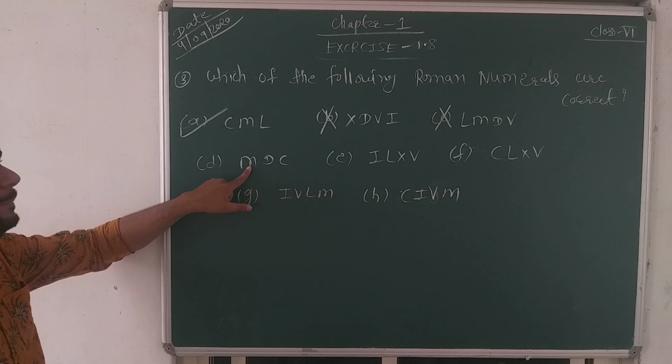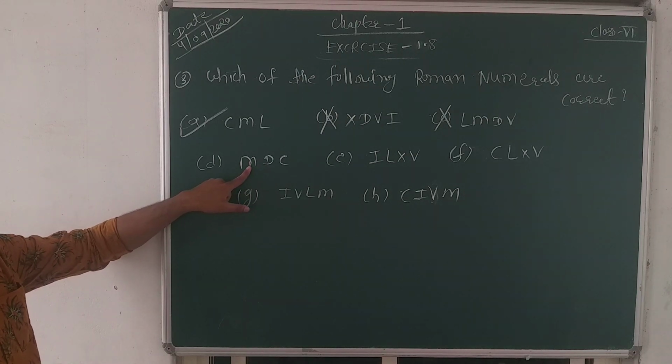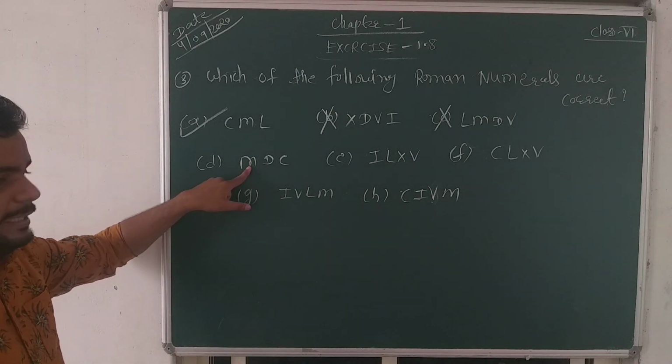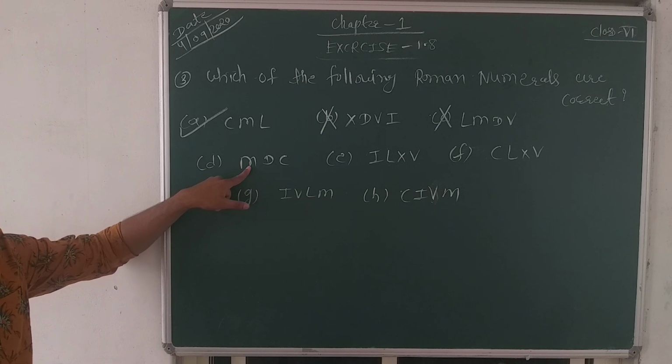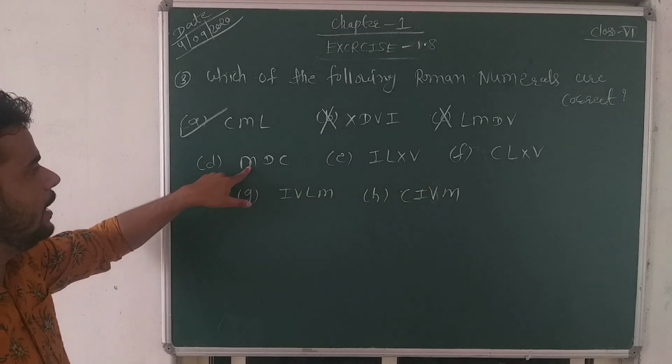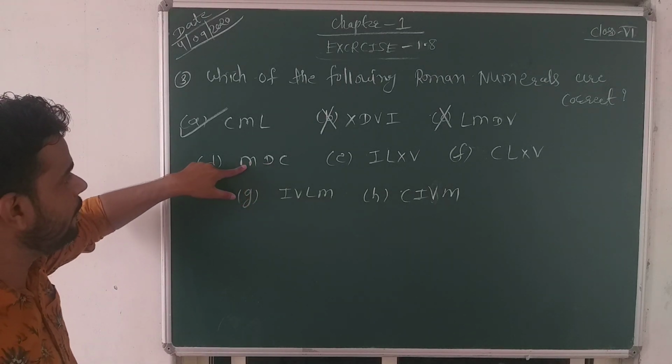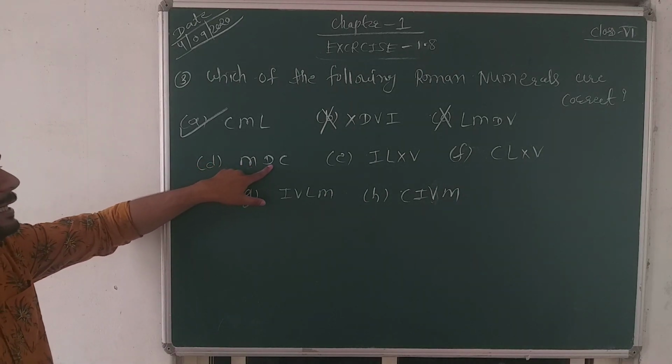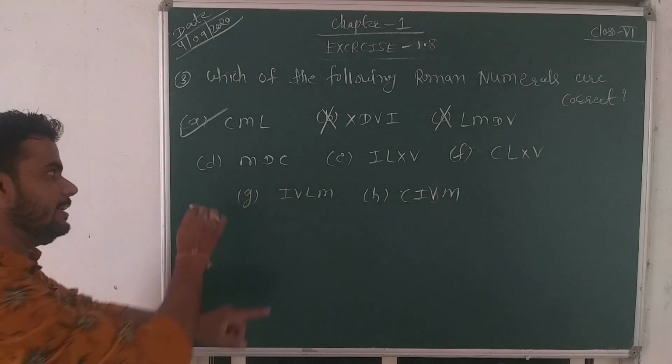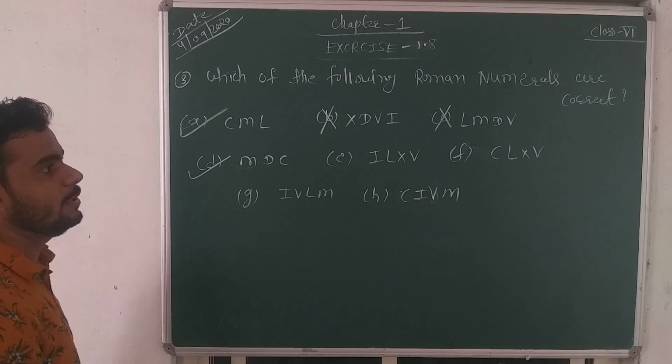Next, M and D. What is the meaning of M? M means 1000, D means 500, C means 100. So this is possible. This is a Roman number.